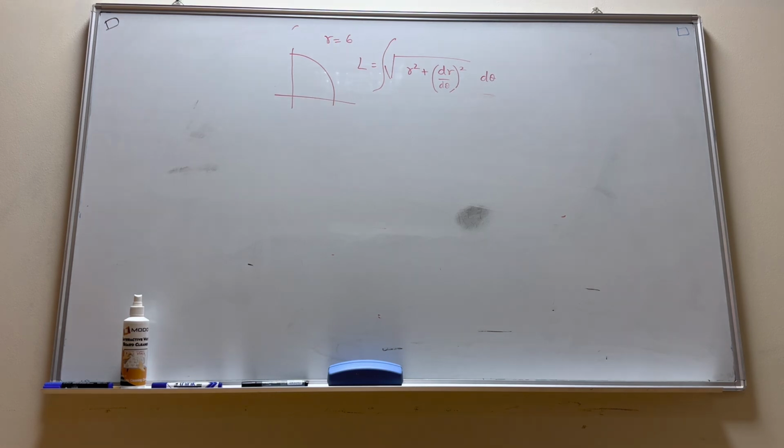Wait. The bounds. We didn't discuss. We have to change the bounds. What is being changed? d theta. So it would be the change in theta. So that's 0. If r is 6, what is dr by d theta? 0. Yeah, that's a constant.